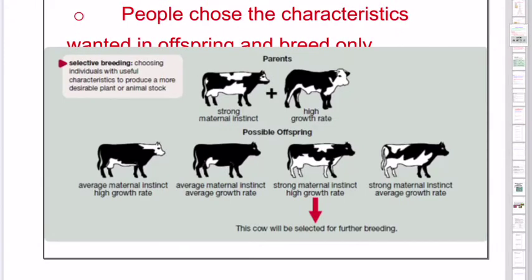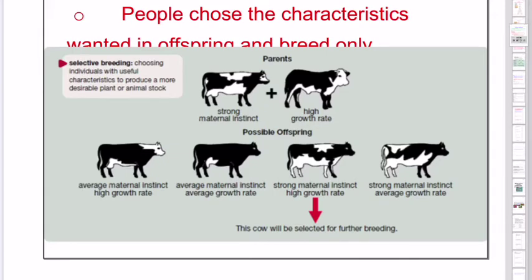So an example here shows parents. A strong maternal instinct would be the mother on the left there, and then the father has a high growth rate. We bring those two together, and these are the possible offspring. So we've got an average maternal instinct with high growth rate, average maternal instinct with average growth rate, strong maternal instinct with high growth rate, and strong maternal instinct with average growth rate.